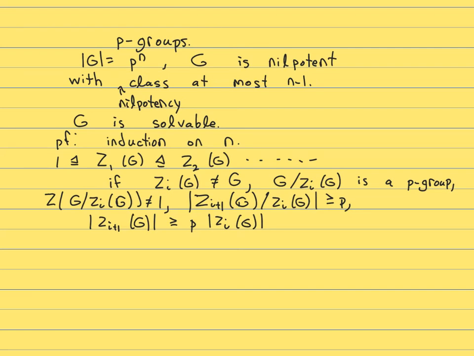So if your group is not abelian, then you should expect to find that Z_2 of G has p times as many elements as the center, and so on and so forth. In particular, this implies that we have to have at least p to the i times the number of elements in the center. And since there has to be at least p elements in the center itself, that means you have to get at least p to the i plus 1 elements.